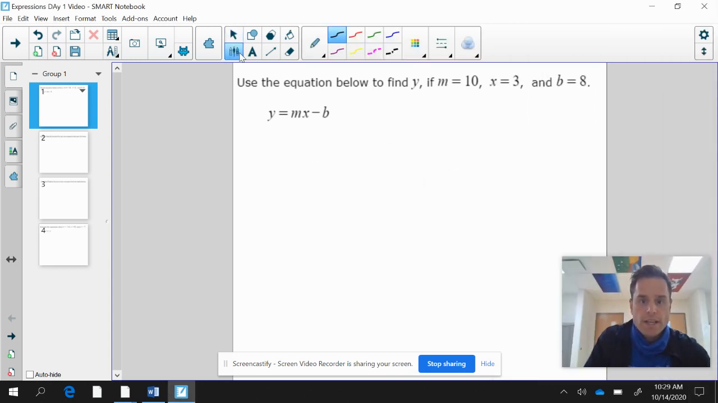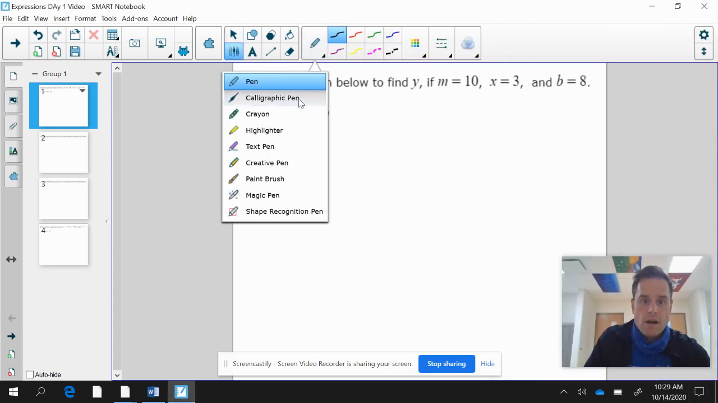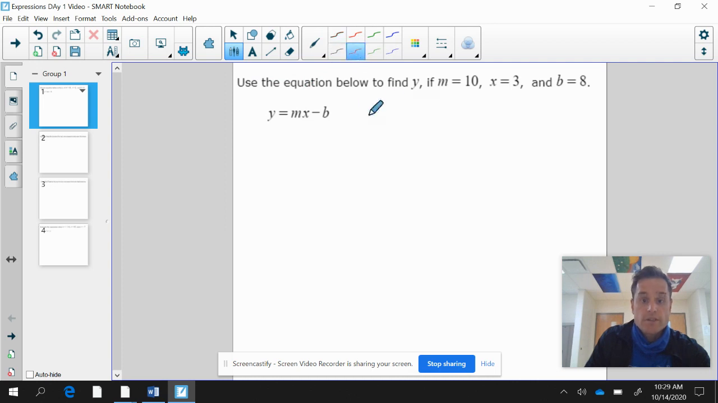Hey guys, we're going to give you a quick video on how to work out some of those expression problems. And we're going to get right into it. So this is going to be our first one. It says y equals mx plus b. And we have m equals 10, x equals 3, and b equals 8.